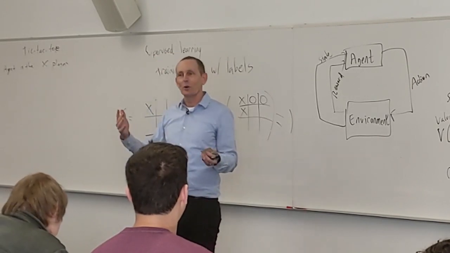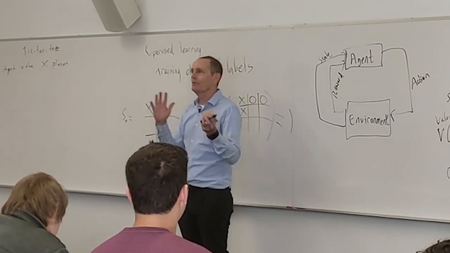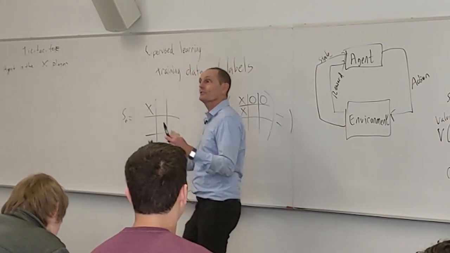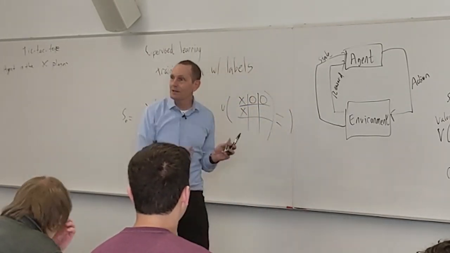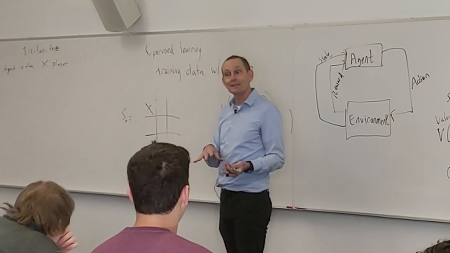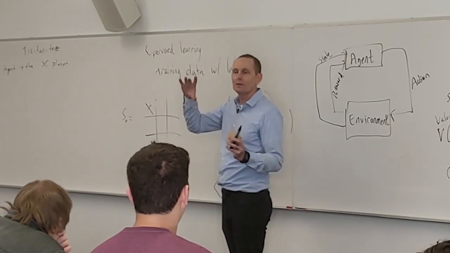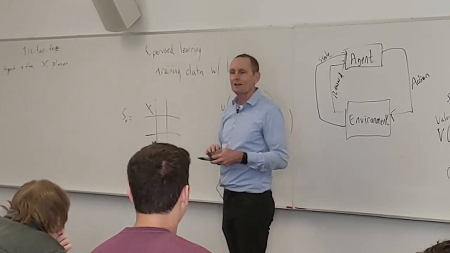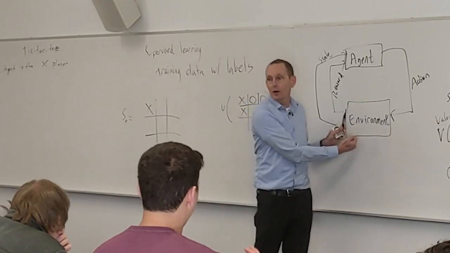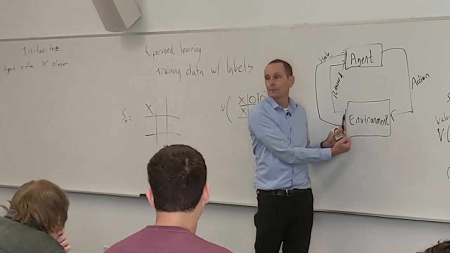Sometimes we might say we're going to have an agent playing against itself. Right, so it's going to play X, and then it's trying to play the O part, then it's trying to play the X part, and the O part. And in that case, the state would just be, what's the state of the board? But in our case, this environment is going to include our opposing player.